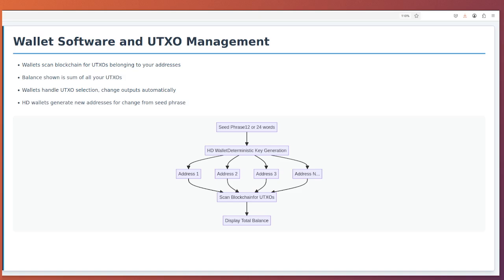Understanding your wallet's UTXO management helps you troubleshoot issues, such as why a transaction has a certain fee or why your balance looks different than expected. It demystifies what your wallet software is doing behind its user-friendly interface.